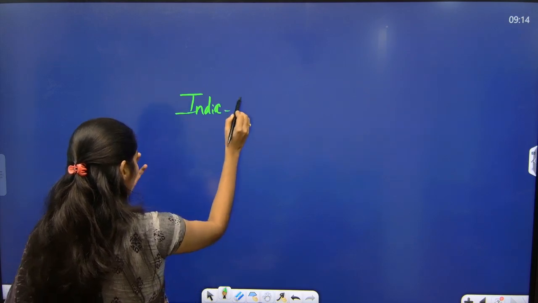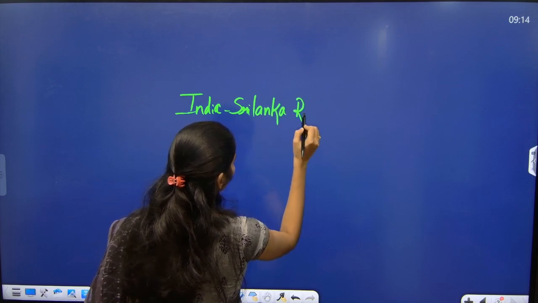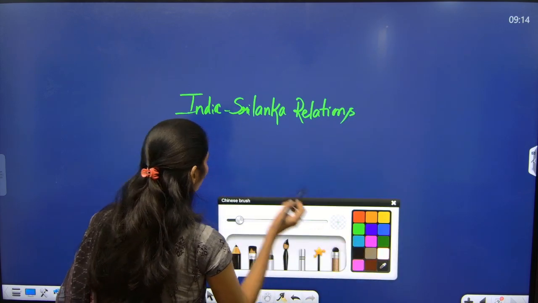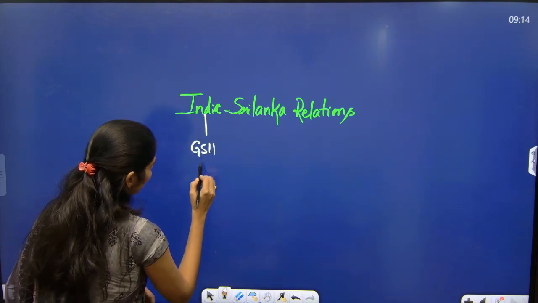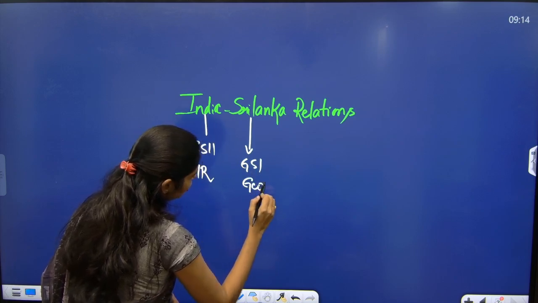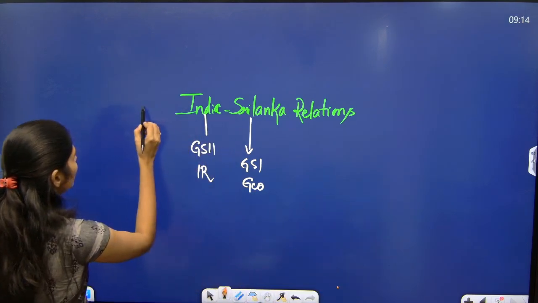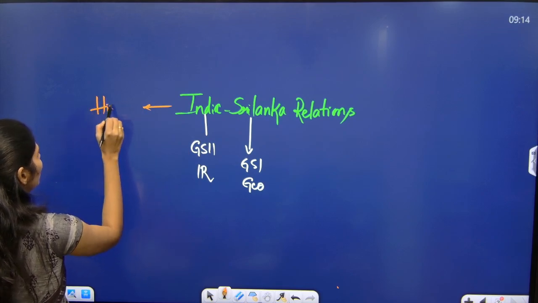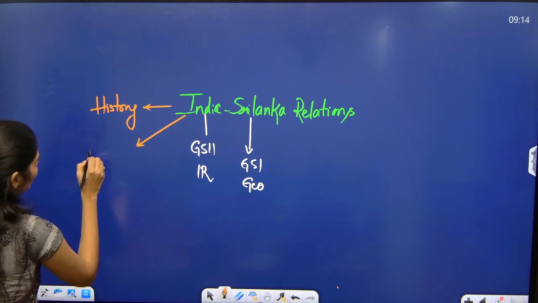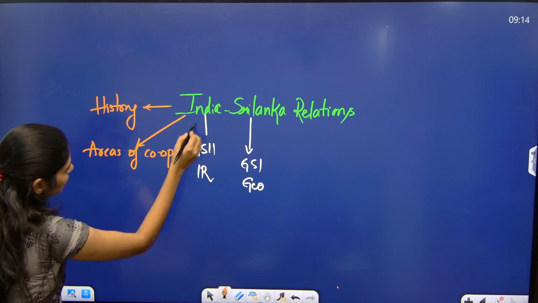So this article is about India-Sri Lanka relations. So which subject can you see this topic under? Yes, from GS paper 2 IR, and as well as from GS paper 1 under geography. Okay, so what are the dimensions you have to see? The first one is the history of India-Sri Lanka relations, and you have to see the areas of cooperation between India and Sri Lanka.